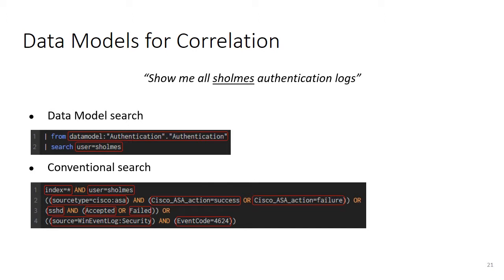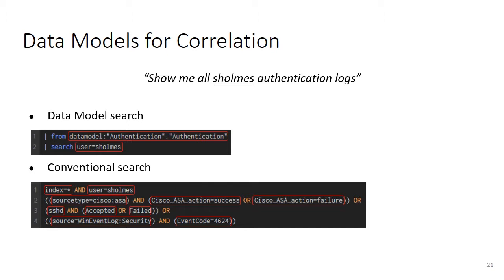And then if I want to look at Windows authentication logs, I would have to look at the source WinEventLog security and event code 4624 because that is the event code associated with that authentication. So this is just a small part of what is actually the equivalent search to the top data model search.